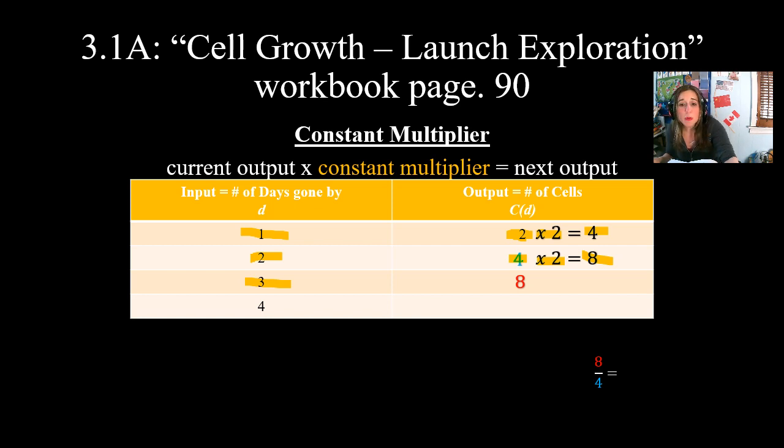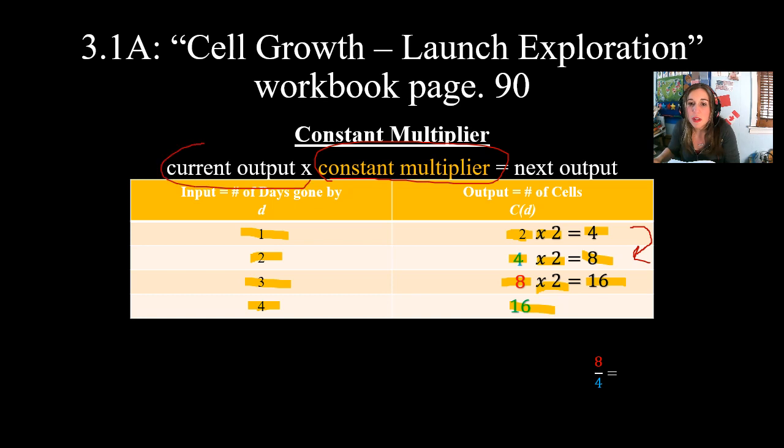And again, how do I know how many cells I'm going to have on day 4? Well, I take my 8 cells, I multiply it by my constant multiplier of 2, which gives me 16 cells. So after 4 days have gone by, I now have 16 bacteria cells, right? This is what our constant multiplier is doing. We are starting at one output, and to get to the next one, we're multiplying by our constant multiplier of 2. So we take our current output, we multiply it by our constant multiplier to get our next output. That is how our constant multiplier functions.